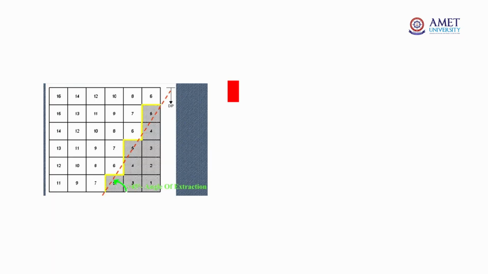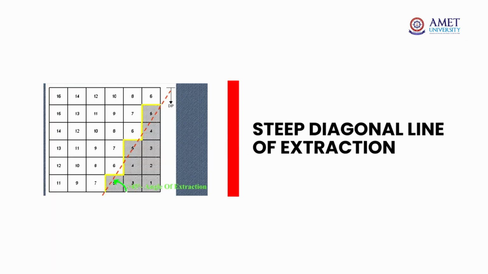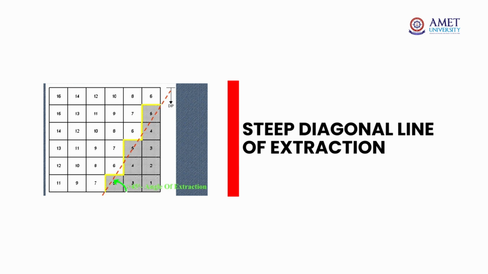Then splitting of the step diagonal pillars. Then step diagonal pillar extraction. One by one we can extract 1, 2, 3, 4, like that up to 6, as shown in the diagram. We can extract the pillars.